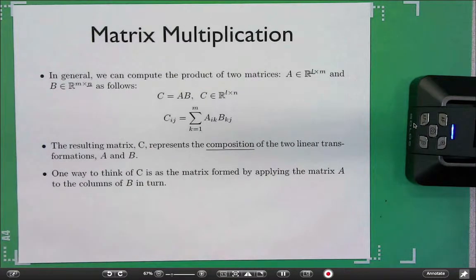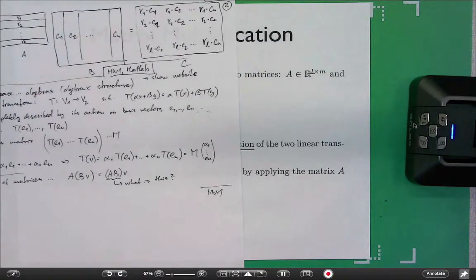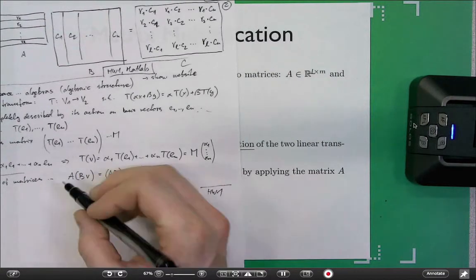If you were curious, you can actually derive this. You don't have to trust me on that definition or accept the definition, but basically write out what it means from the definition B times V, and then again apply the same definition. So this is still a vector.